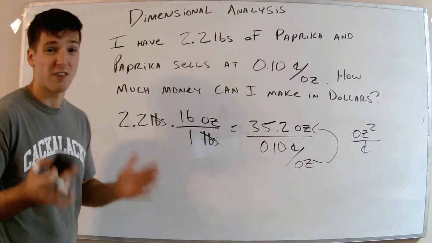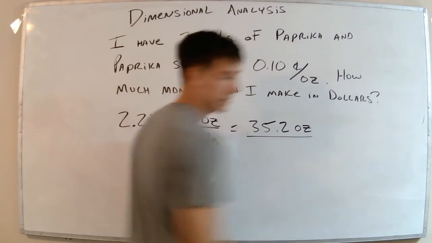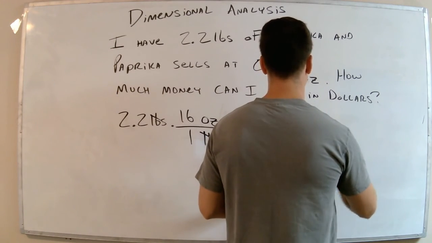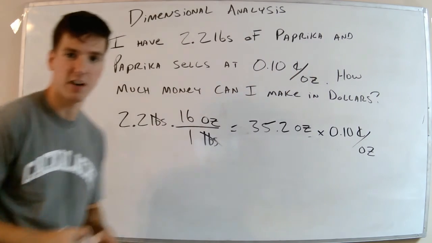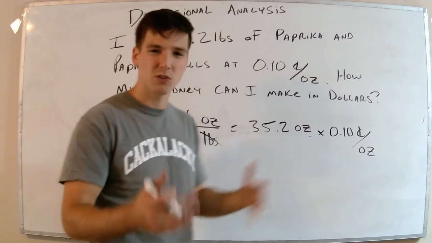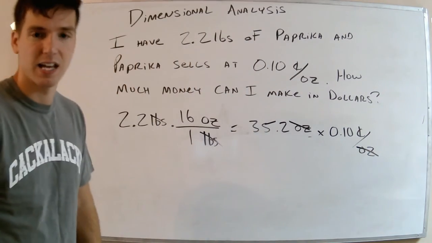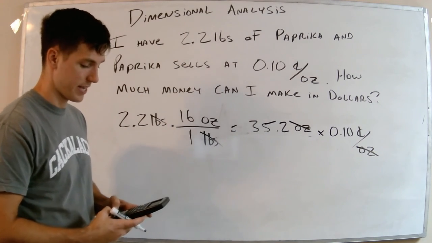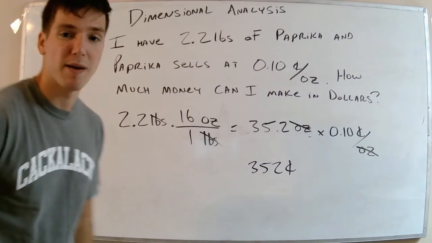So we know we shouldn't divide those two numbers, but let's say that I were to multiply them. Say I take 35.2 ounces times 0.10 cents per ounce. Look, this is just like our dimensional analysis almost. I've got ounces on top, ounces on bottom. Those are going to cancel out, and look what I'm left with: cents. How nice is that? So I take 35.2 times 10 and end up with 352 cents.